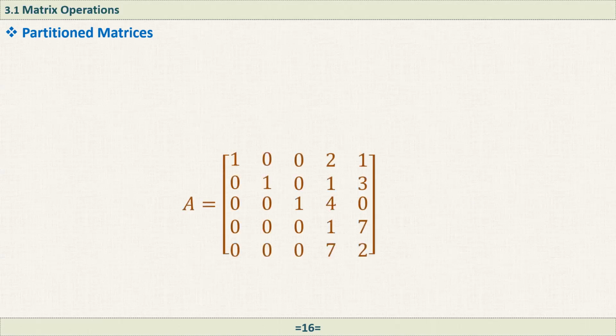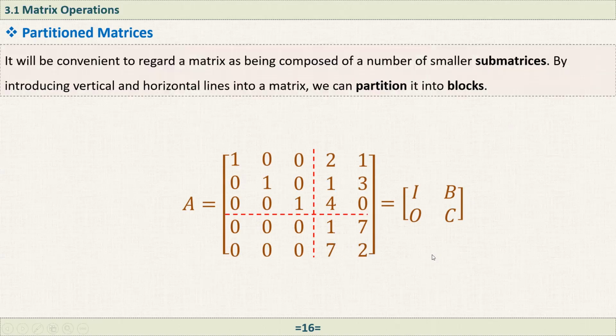Okay, let's talk about this, and after that, maybe I'll finish the class. Partition matrices. It will often be convenient to regard a matrix as being composed of a number of smaller sub-matrices. By introducing vertical and horizontal lines into a matrix, we can partition it into blocks. As you see here, we are given a big matrix, 1, 2, 3, 4, 5 in each row. This one is a 5 by 5 matrix, right?